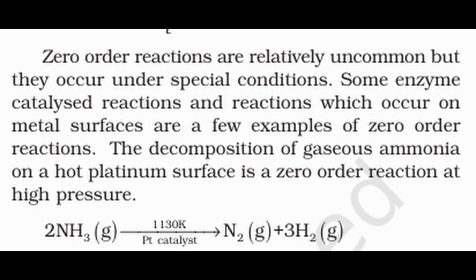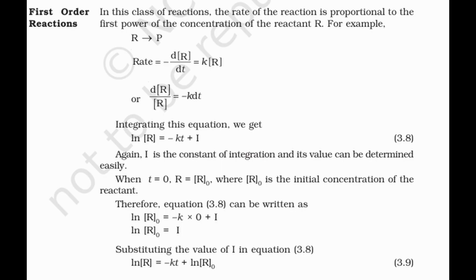Zero-order reactions are uncommon and usually occur when a catalyst surface becomes saturated, meaning increasing the reactant concentration no longer changes the reaction speed. Examples include the decomposition of ammonia on hot platinum and the decomposition of HI on gold surface. A first-order reaction is one in which the reaction rate depends directly on the concentration of one reactant.